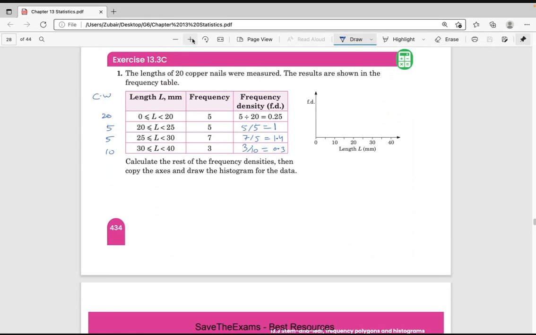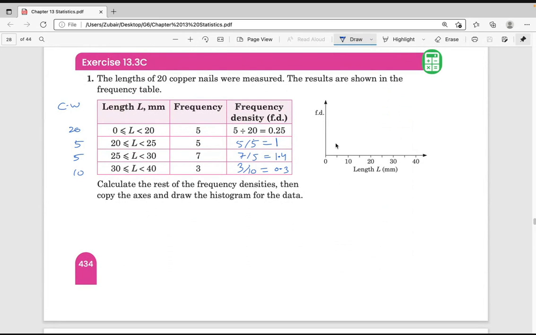Now the examiner has left the y-axis for us to label. So I can see the highest value is 1.4. So I'll decide my scale. 0.5, and that is 1.0. This is 1.5. So now the first one is 0.25, which starts from 0 and ends at 20.